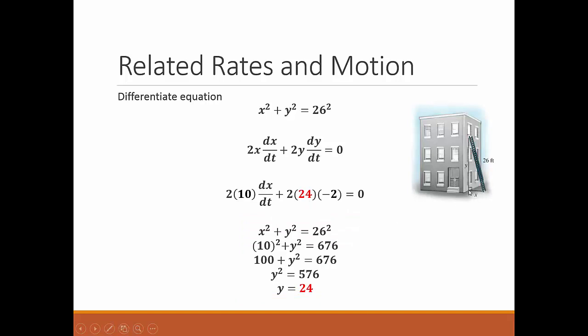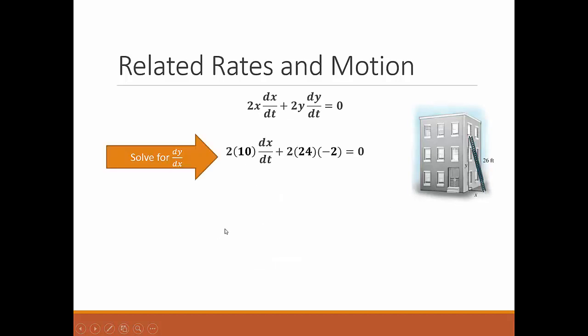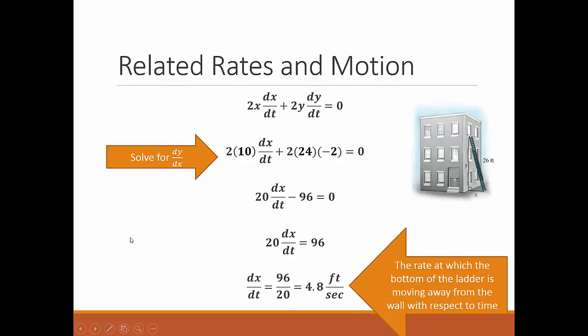What I'm looking for is this rate here, that the ladder is moving away from the wall, and that's dx/dt. So that's what I'm solving for. So I take this and I solve for dx/dt. I multiply all that good stuff, throw the 96 to the other side, and divide both sides by 20. And I get my actual rate at which the bottom of the ladder is moving away from the wall with respect to time.